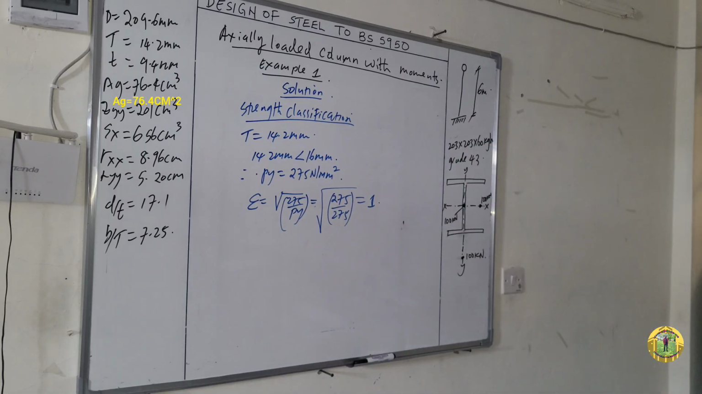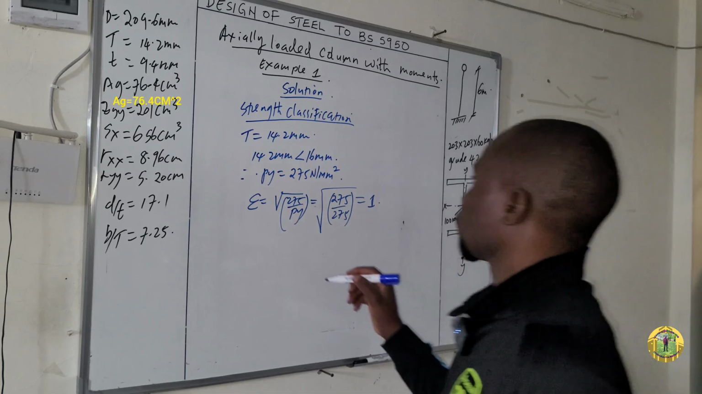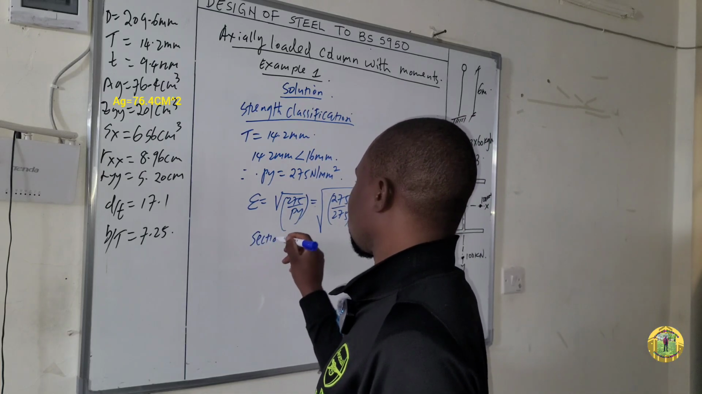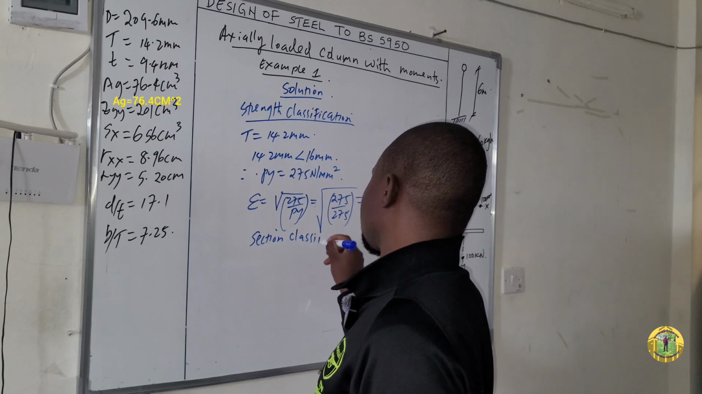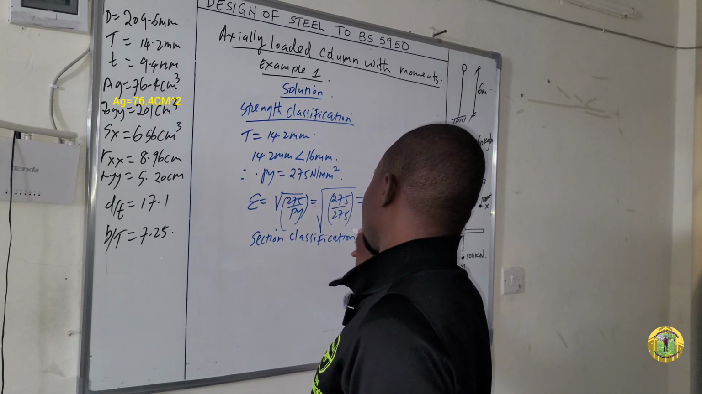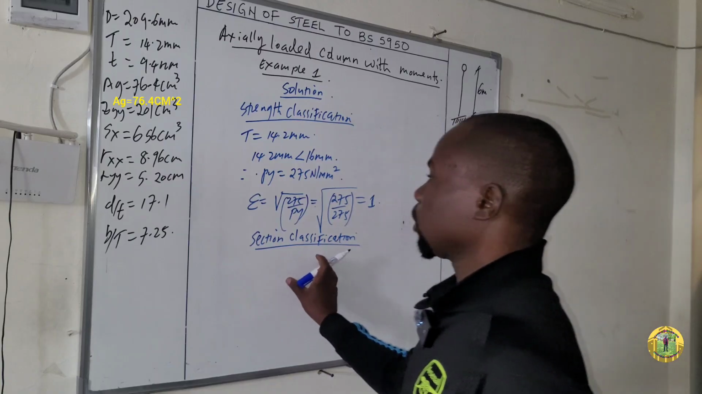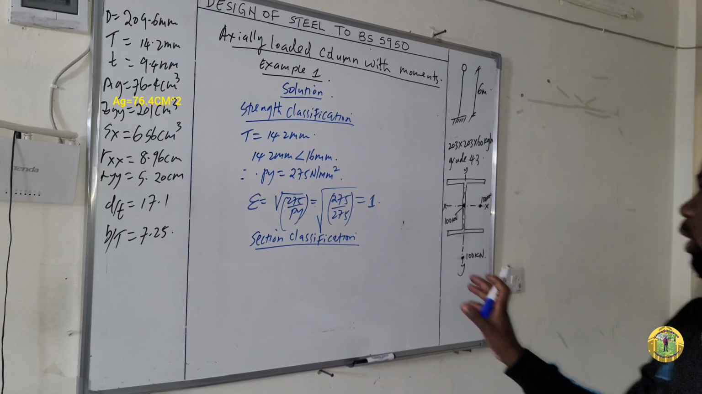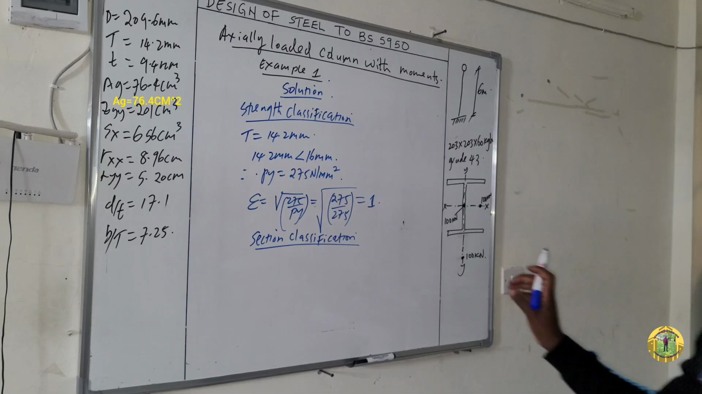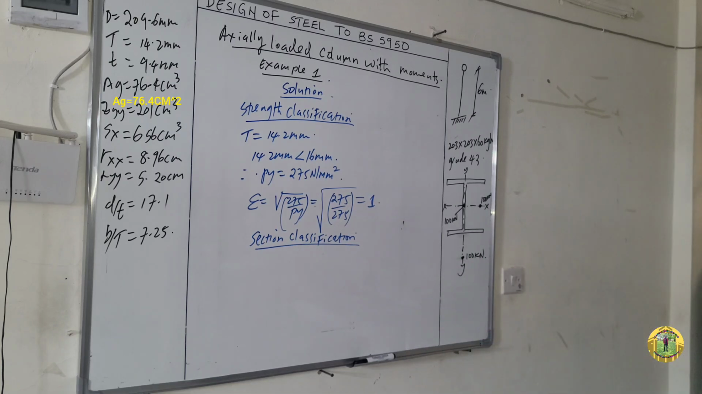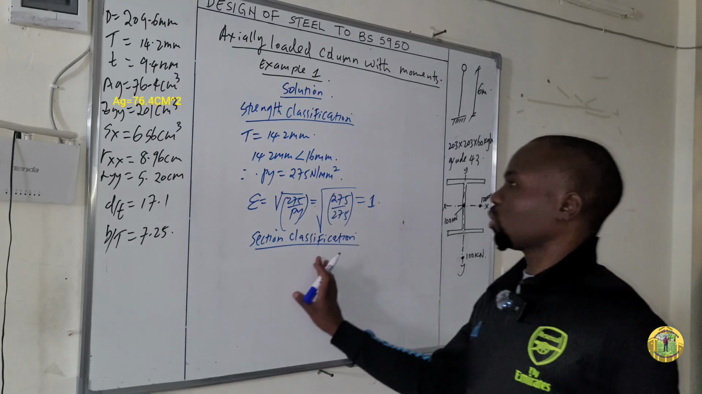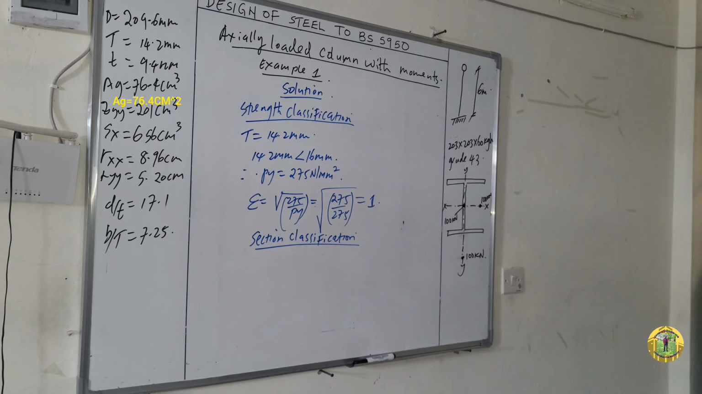So after strength classification, we will proceed to what we call section classification. Again, I gave you a table which guides you on how to classify the section. If you have forgotten, you can visit the introduction to steel design. You will get this table there. Or you can check one of my examples concerning beam design.